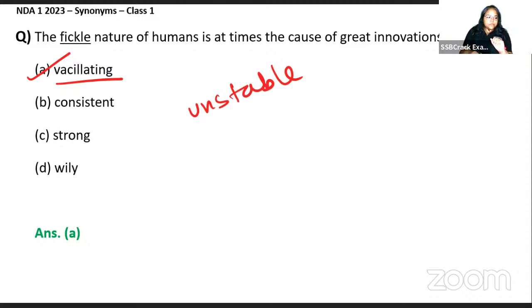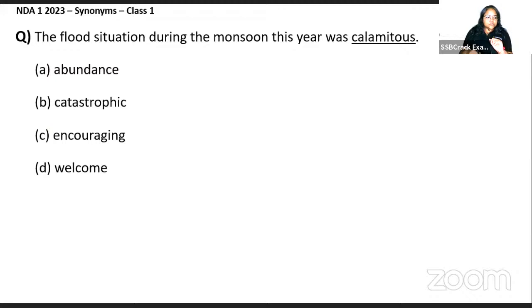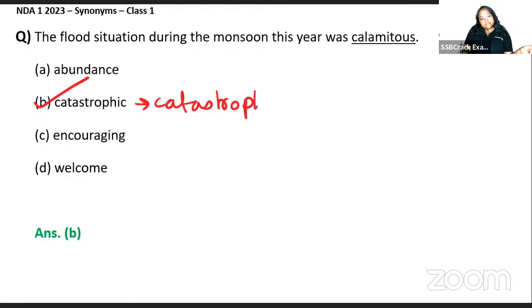Okay. Now, moving on to the next question. This is very easy. Catastrophic. Yes, calamitous has come from the word calamity, which means any kind of disaster or catastrophe. So option B will be our answer. Catastrophic also comes from the word catastrophe, which means again a calamity or a disaster, right? So option B, catastrophic, is the right answer.